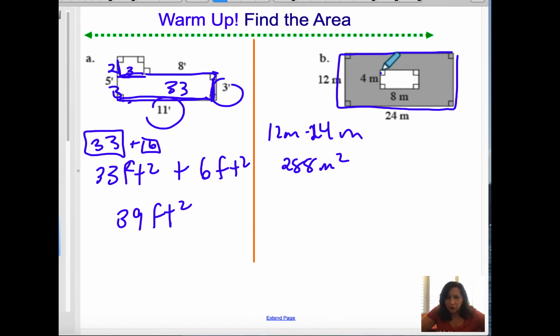And so we've got this rectangle, which is 4 meters times 8 meters, which is 32 meters squared. So we're going to go 288 minus 32, which makes 256 meters squared.